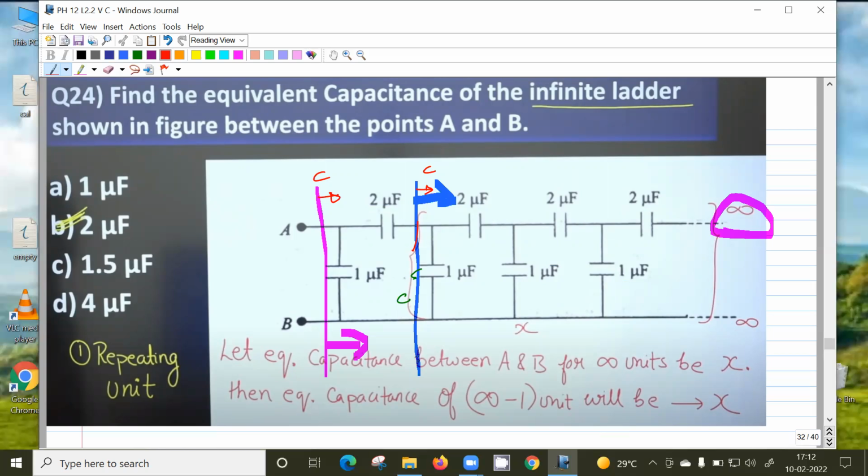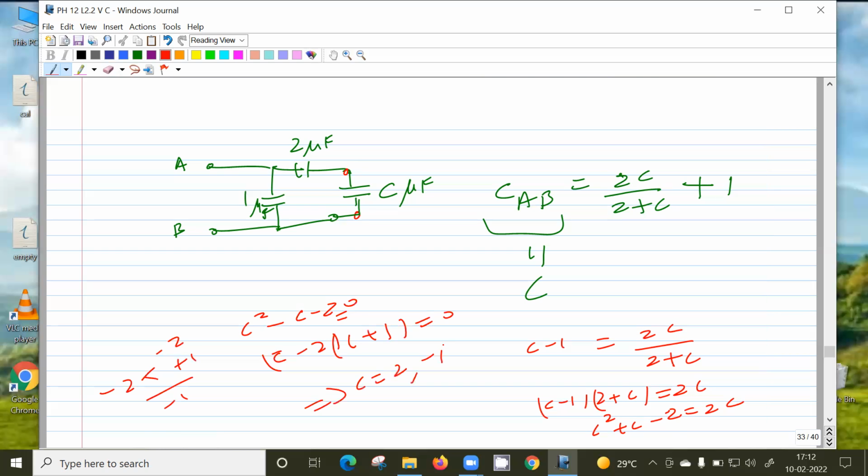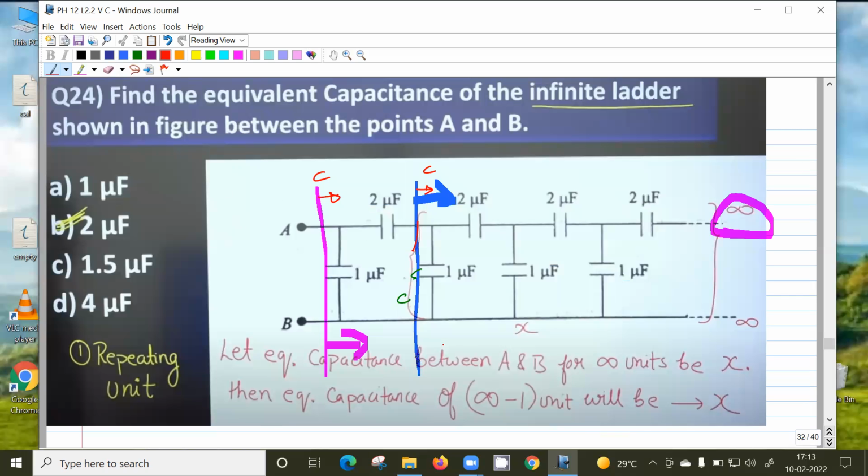Can capacitance be negative, sir? C cannot be negative, so we have to neglect that. Okay, so C equal to 2 is the answer. We got it now as 2 microfarad, because the effective capacitance is taken as C microfarads. Is this clear? Yes, sir.